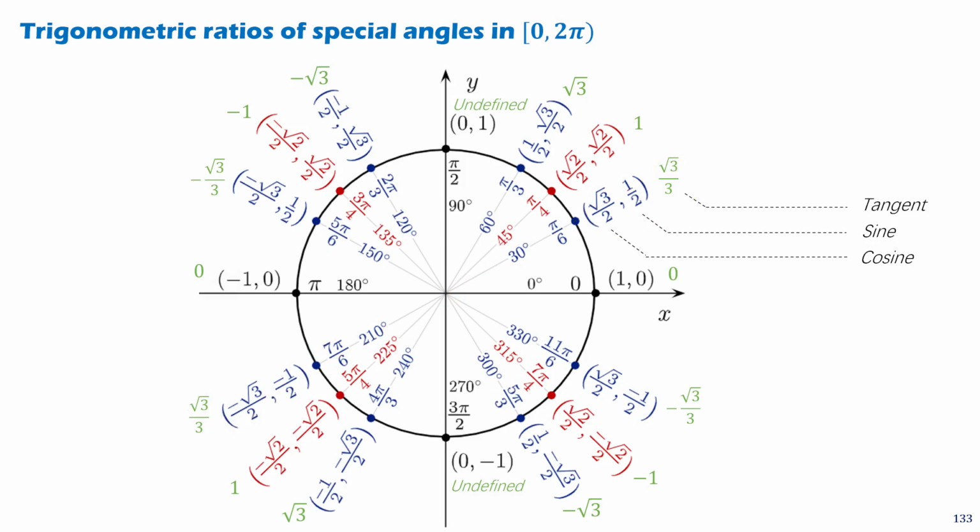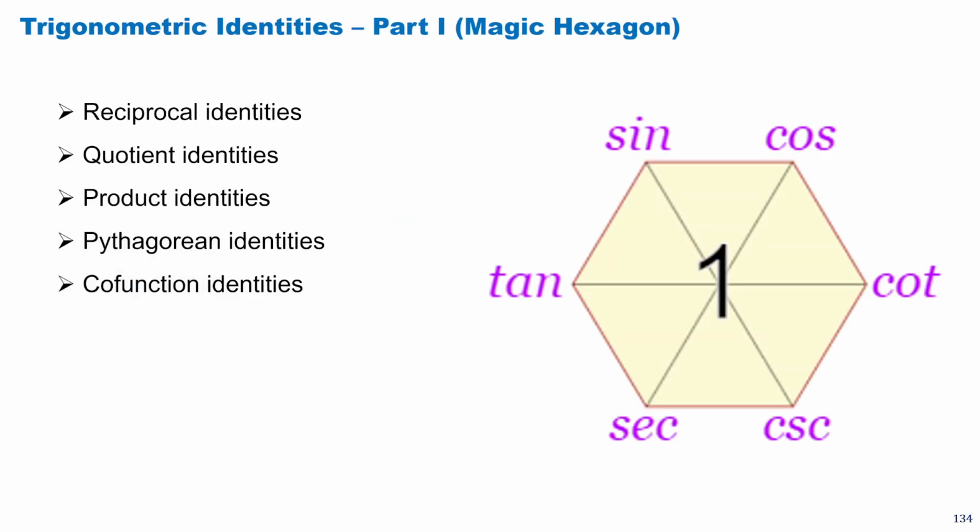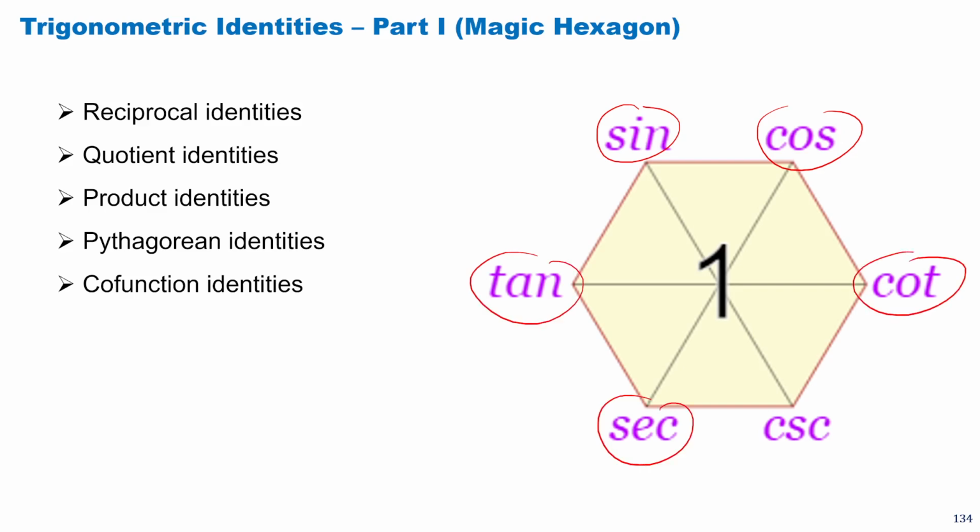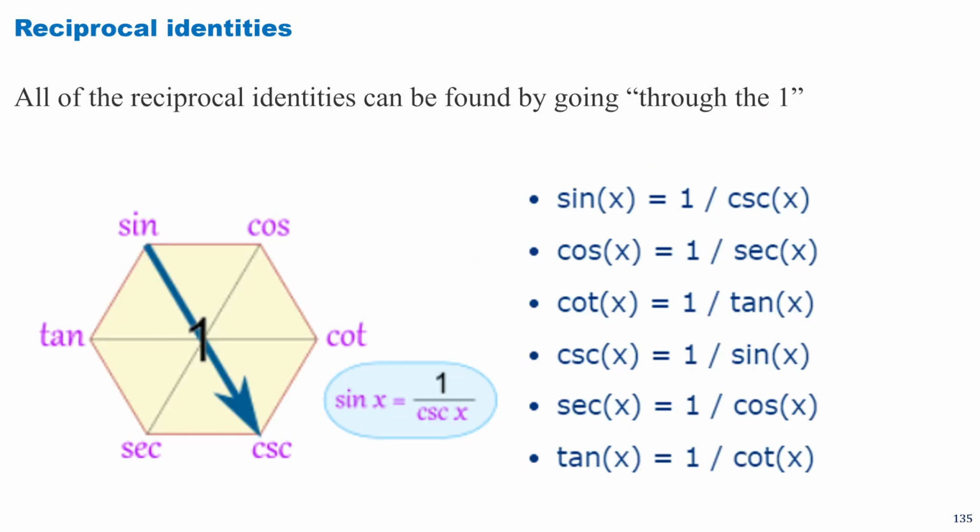Alright, next let's have a look at some properties of trigonometrics. Okay, so we'll divide trigonometric identities into 3 parts. Part 1 can all be found in a diagram called the magic hexagon. So basically you can draw a hexagon like this and then put sine, cosine, tangent, cotangent, secant and cosecant in this order. Then we can find the following identities: reciprocal identities, quotient, product, Pythagorean, and cofunction. So let's have a look at each one of them.